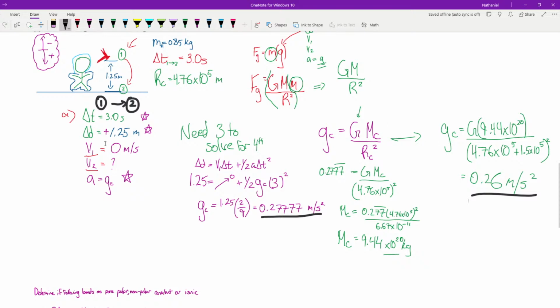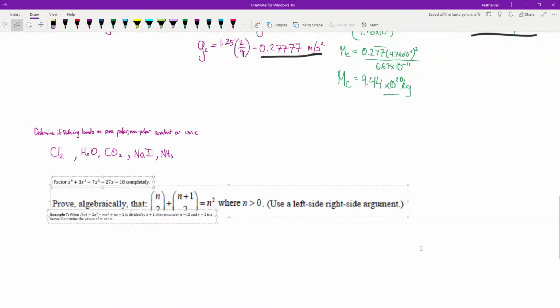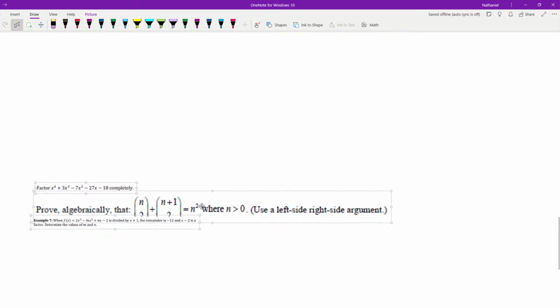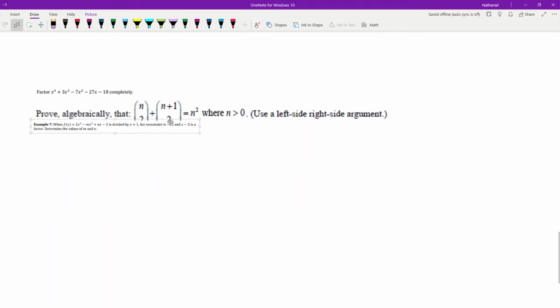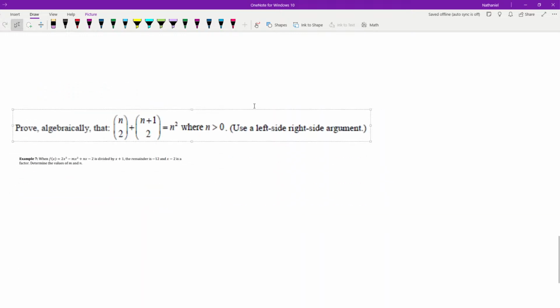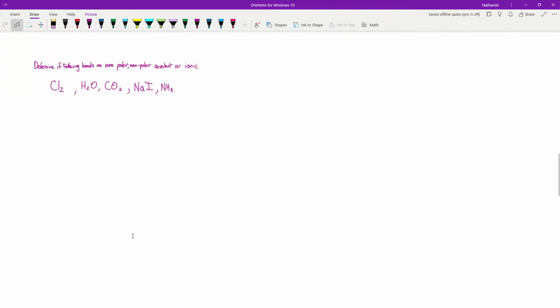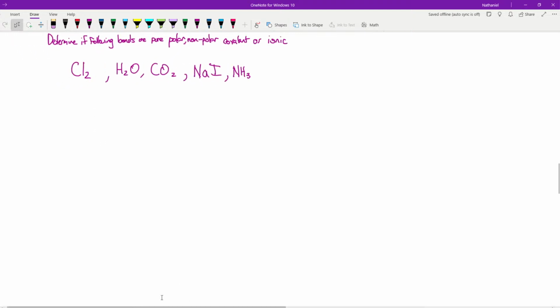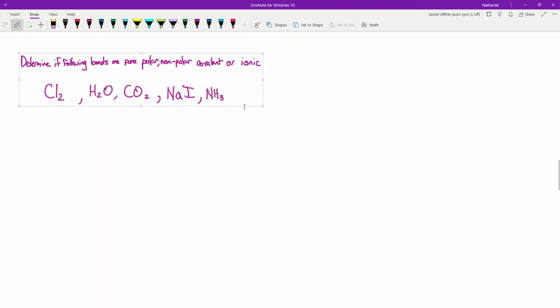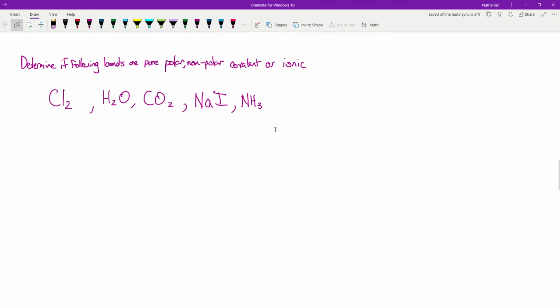Okay. Let's keep moving. Let's take these, just put this down for now. Boom. Boom. So. Let's do it. Determine if the following bonds are pure polar, non-polar covalent, or ionic. Okay. So we're taking a little bit of a shift here. A little bit of shift.